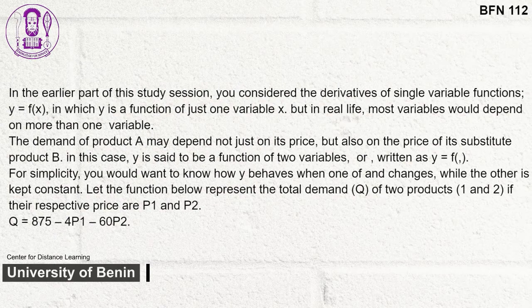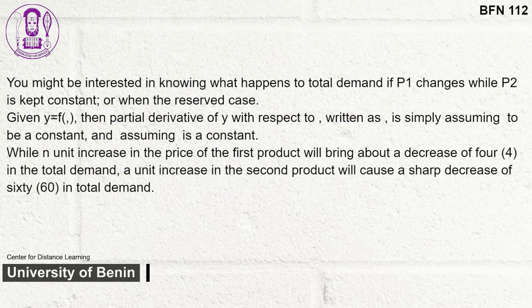kept constant. Let the function below represent the total demand, Q, of two products, 1 and 2, if their respective prices are P1 and P2. Q equals 875 minus 4 P1 minus 60 P2. You might be interested in knowing what happens to total demand if P1 changes while P2 is kept constant, or when the reverse is the case. Given y equals f(x, z), then the partial derivative of y with respect to x, written as ∂y/∂x, is simply found by assuming z is a constant, and assuming x is a constant for the other.